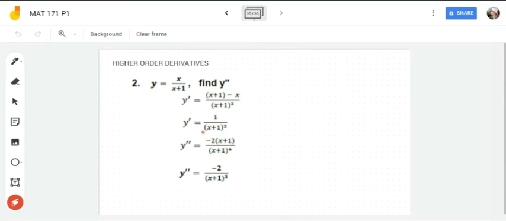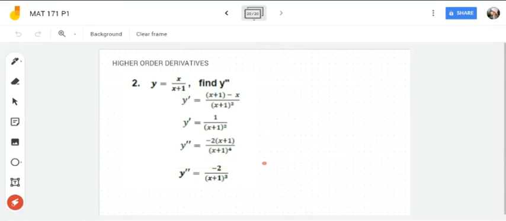Okay, so simplifying your equation, you can see x plus 1 is common, so we can cancel this out. This will become raised to 3. So your second derivative is negative 2 over x plus 1 raised to 3. So that is the second derivative of your equation x over x plus 1. And the second derivative of that is negative 2 over x plus 1 raised to 3.